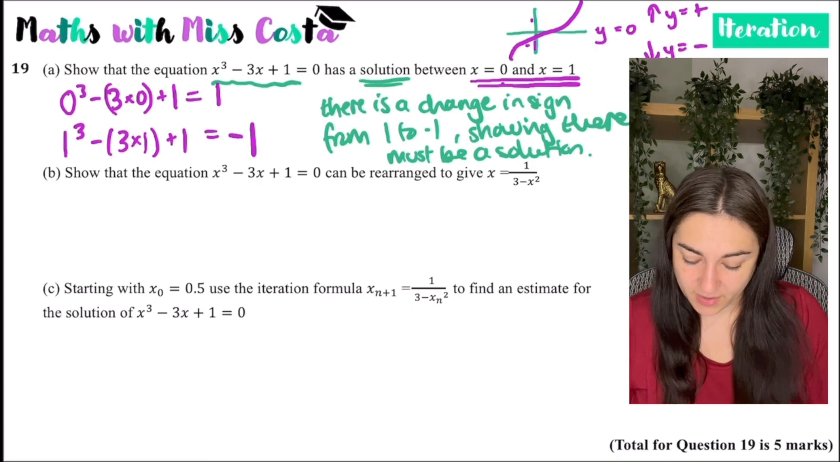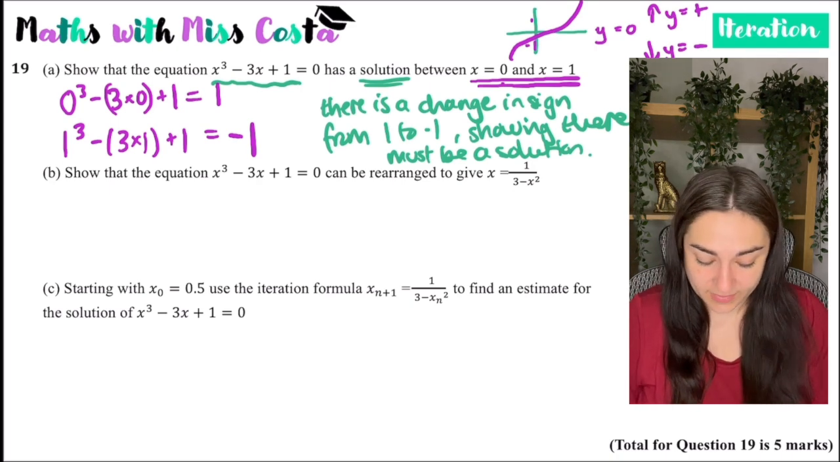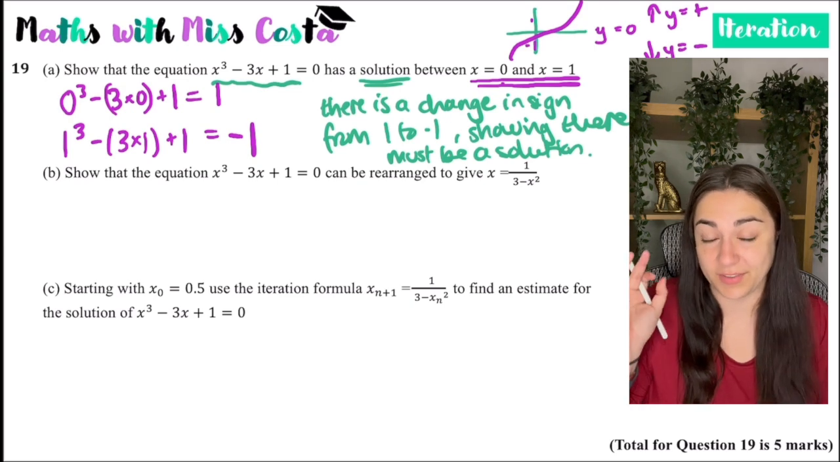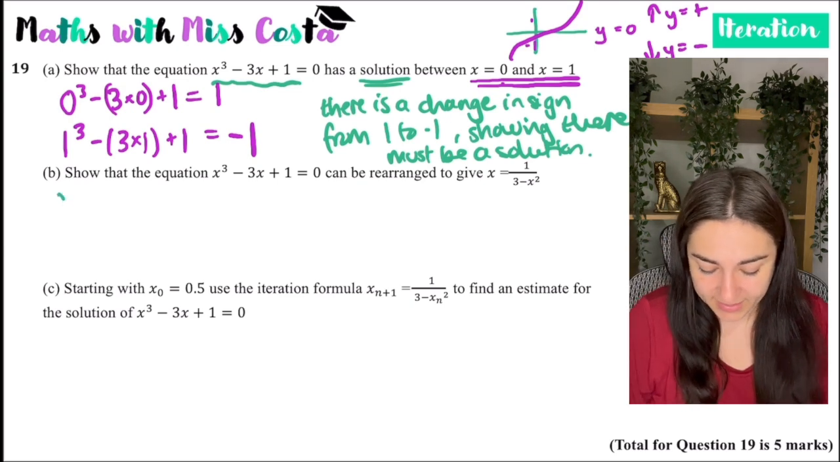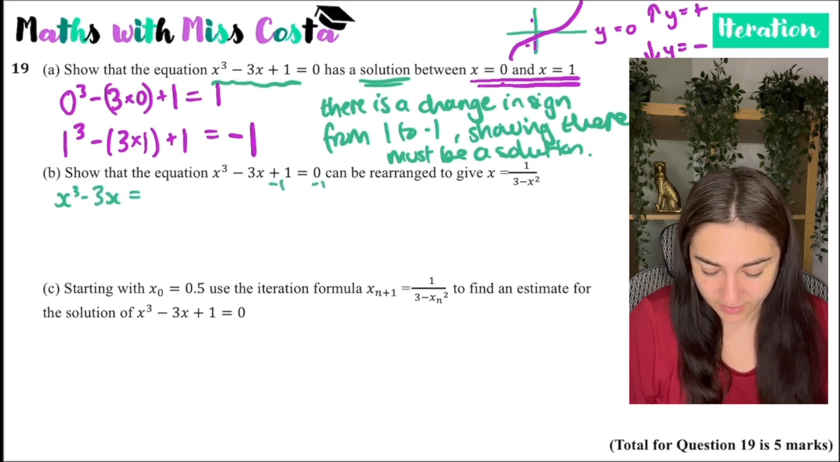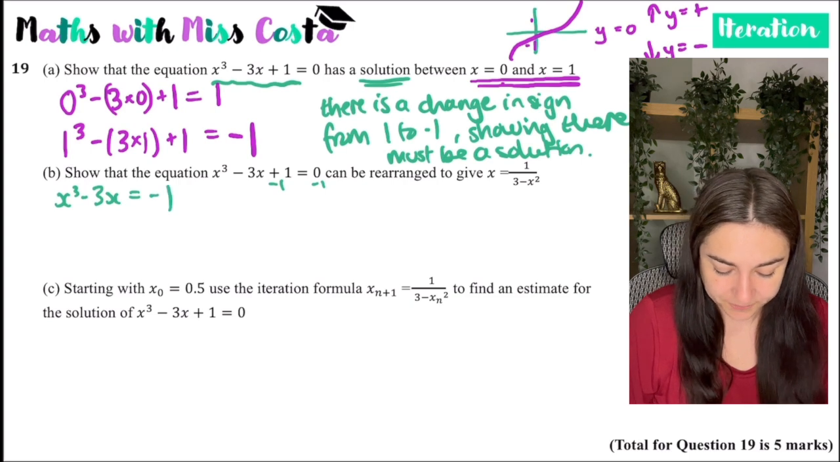Okay, for the next part, it's just a simple rearranging. Now, you need to show that the equation x cubed minus 3x plus 1 can be rearranged to give the equation they want. So let's have a go. So x cubed minus 3x, I'm just going to subtract 1 from the get-go, is minus 1.